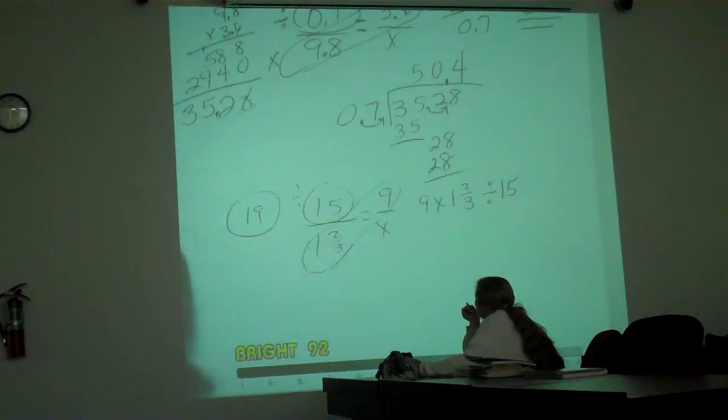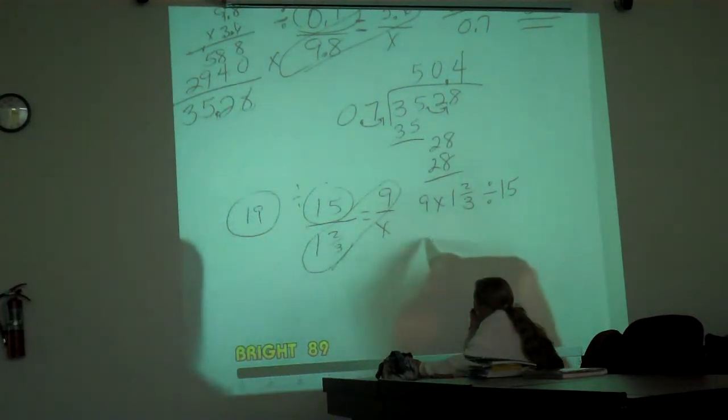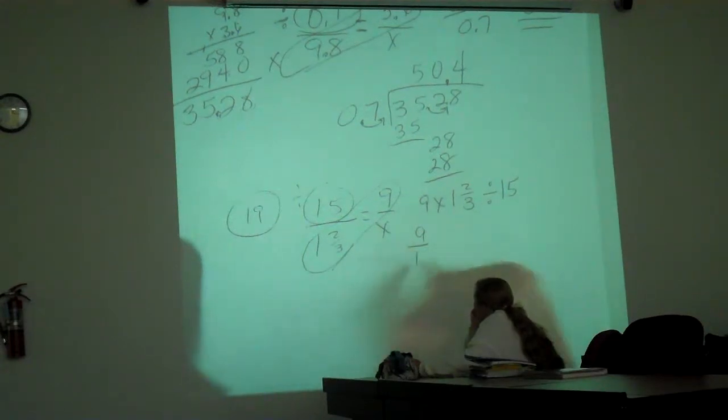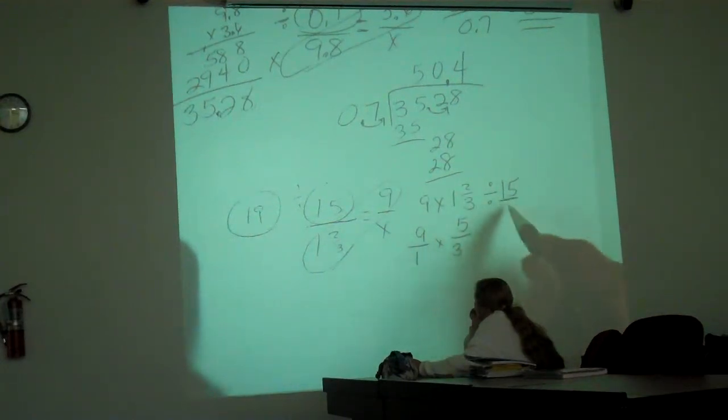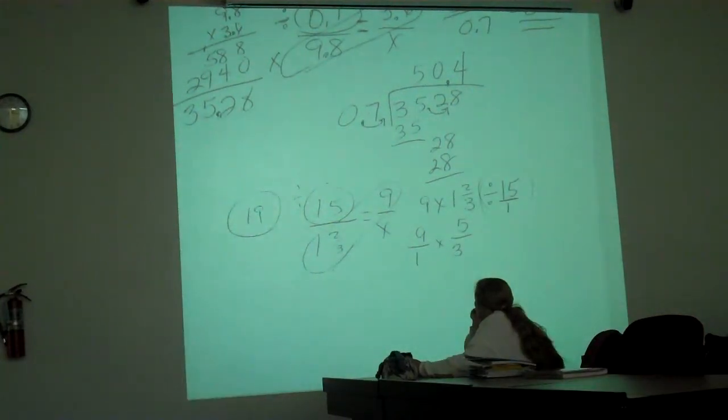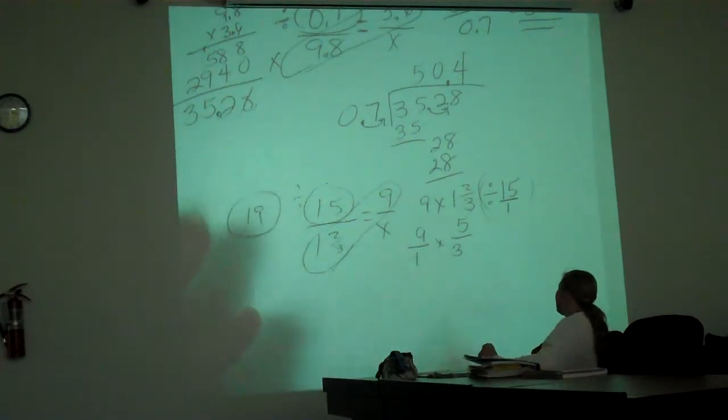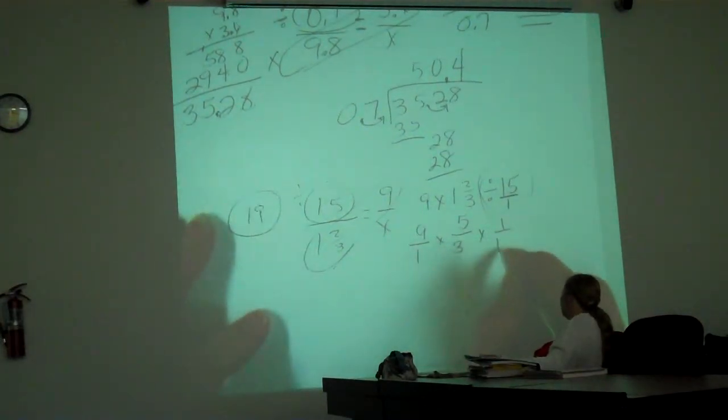Okay, but wouldn't you change the 1 2/3 into an improper fraction? Yep. Turn all these into fractions. 3 times 1 is 3, plus 2 is 5. Turn that into a fraction. What do you do when you divide? Flip. Multiply by the reciprocal.